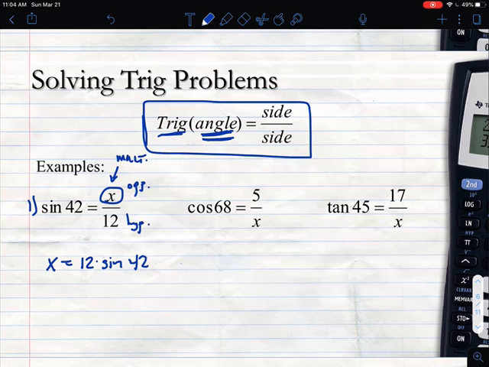So in your calculators, for most of you, you're going to type in exactly what you see here. You're going to say 12 times sine 42, and then when you hit enter, you should get a result of about 8.0. When we do these, we can go ahead and round to one decimal place. We're just going to keep things simple. So 12 times sine of 42 is just x equals 8.0. And so that would be my answer. So when x is on top, we're just going to multiply like that, number times trig.